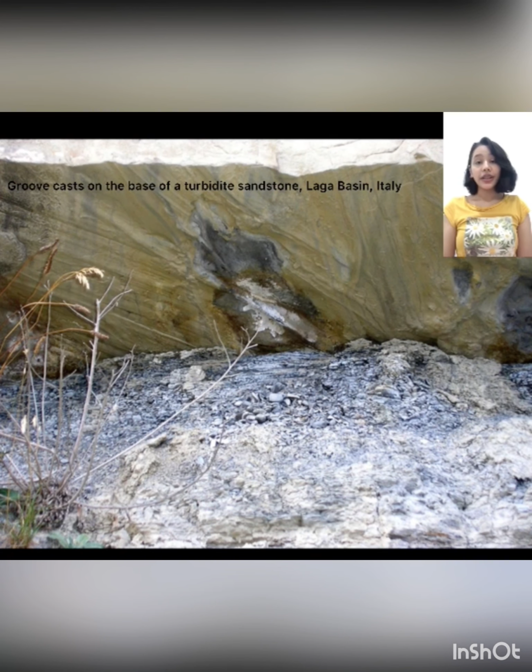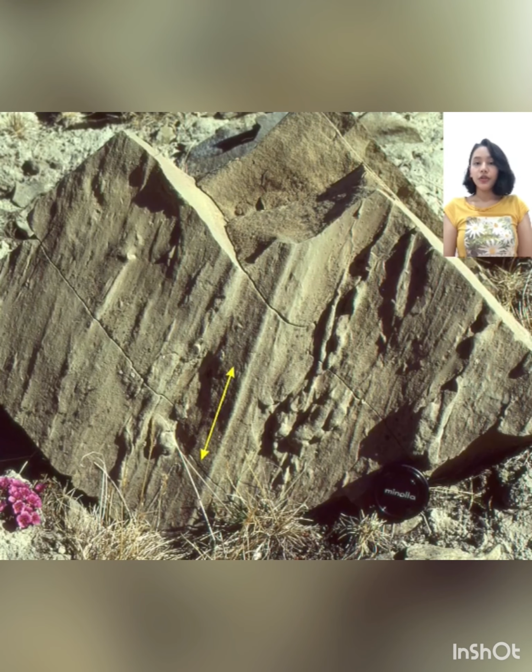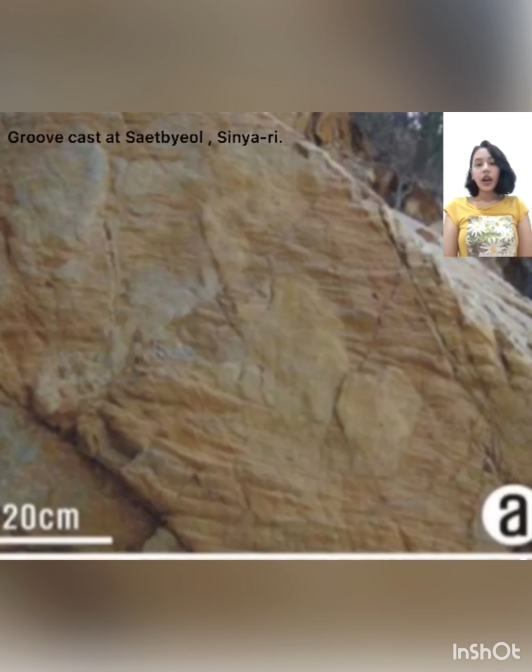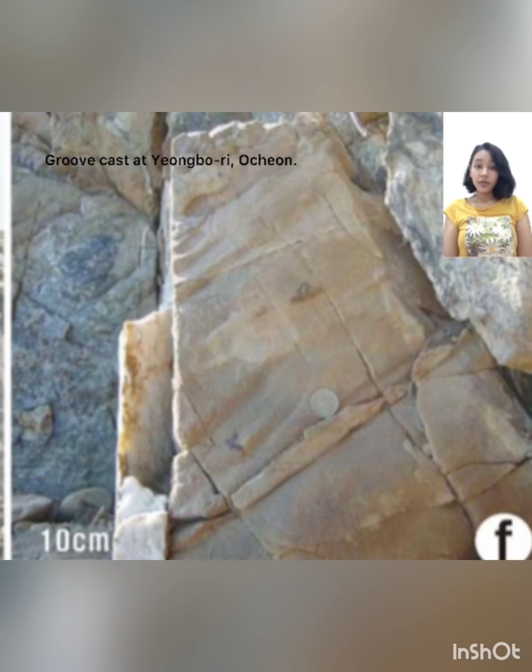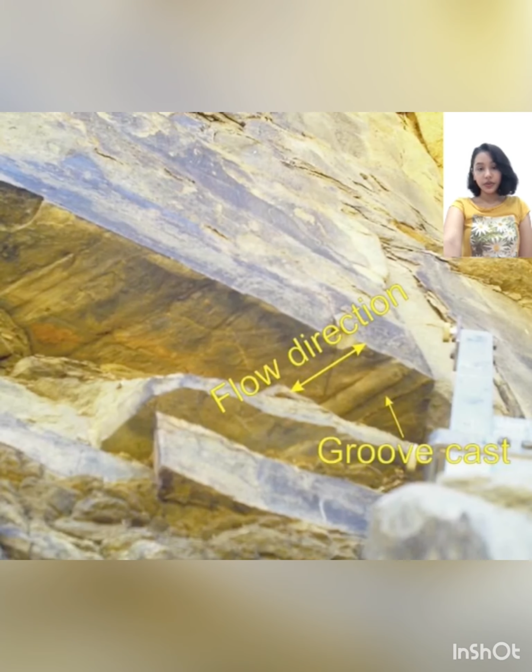Groove casts are straight, parallel, and generally continuous on the scale of an outcrop, with relief that is quite uniform and usually measured in millimeters, less commonly in centimeters.